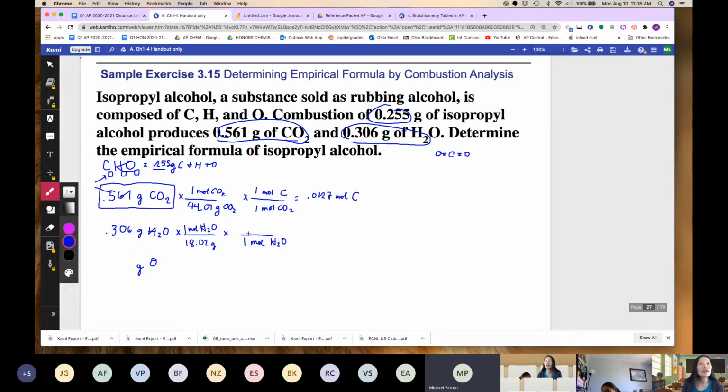Okay. So inside an H2O, here's H2O. For every 1 H2O, how many H's do you have? 2. 2 H's inside H2O. There you go. What's that? 0.0340 moles of hydrogen.